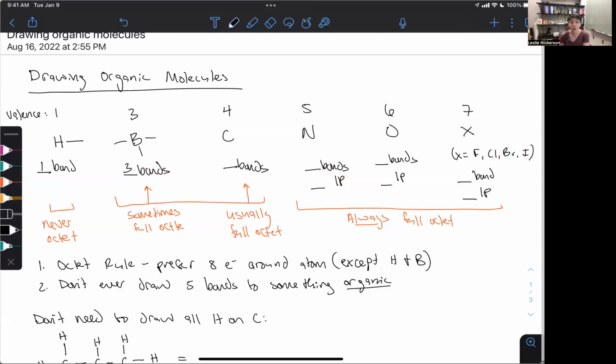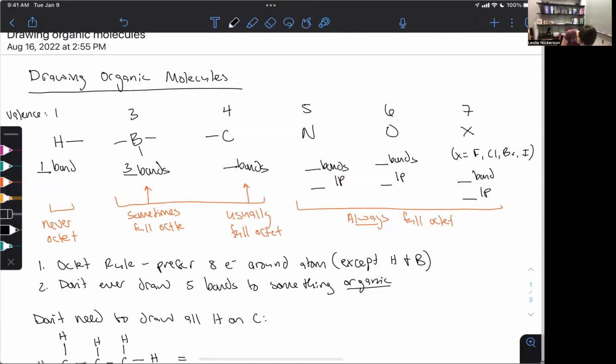Okay, so 3 bonds for boron, to be neutral. So that's a total of 6 electrons. Carbon, I have 4 valence electrons. So again, if we think about each of those electrons being bonded with another single electron to make a single bond, then we're getting to 8. That's perfect. That's exactly what we want.